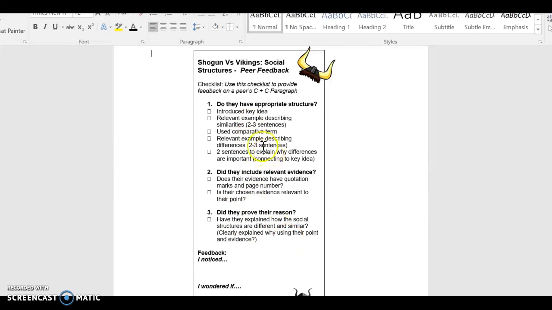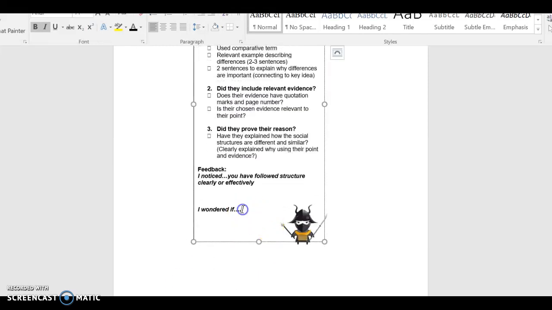What you'll do then is you'll look at what they have here. I noticed you have followed structure clearly or effectively. That's a great strength that they have there. I wondered if you could explain in more depth, or you could use more relevant evidence. This is what you need to do.